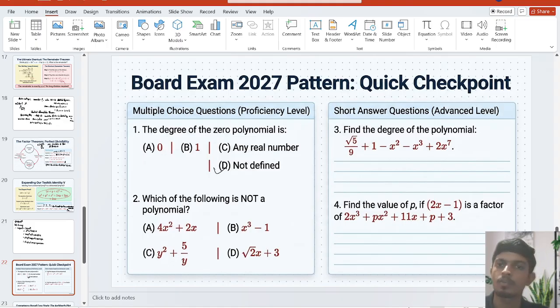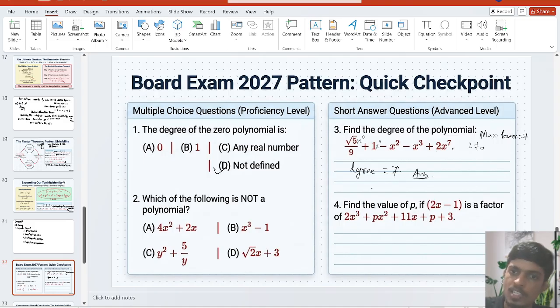Find the degree of the polynomial. As I told you, this is a constant. There is no variable here. The power is x raised to the power 0, and here the power is x raised to the power 0. Here the power is 2, here the power is 3, here the power is 7. What is the maximum power? And its coefficient 2 is not equal to 0. Maximum power is 7. So its degree is equal to 7. This is our answer.